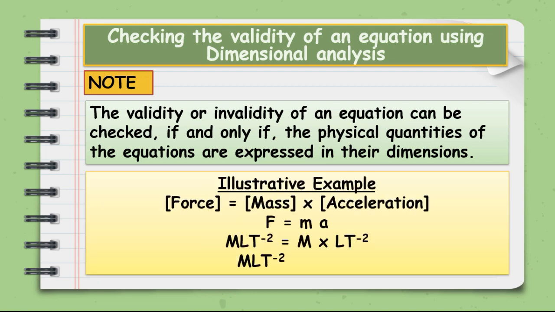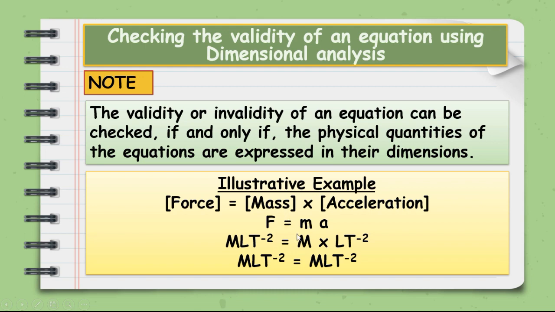So as a way of illustrating, let's say you have force expressed as mass times acceleration. In the equation form, we write F is equal to ma. Looking at this, you can't be sure whether it is valid or invalid. And so the surest way to check the validity or the invalidity is to express each physical term here in your dimension. So for the force, a dimension is MLT exponent negative 2.